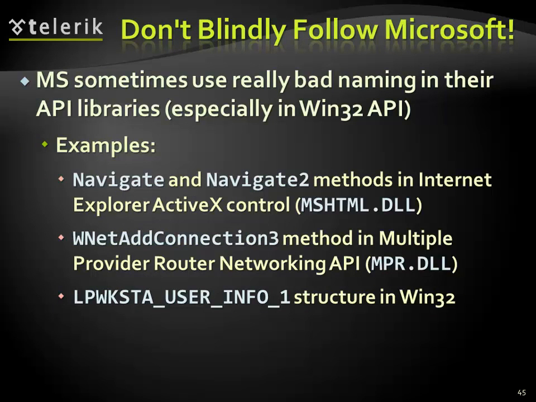And don't blindly follow Microsoft. Sometimes they use really bad naming, as I mentioned earlier. For example, in their API libraries you can find situations where they've used names like navigate and navigate2 as methods, which is not really good naming. WNet add connection 3 method is not a very good name for a method as a whole, but also containing a number in it is making it even worse. Or a structure having all these underscores in it in the Windows 32 library. So don't follow them blindly, just try to think a bit yourself.